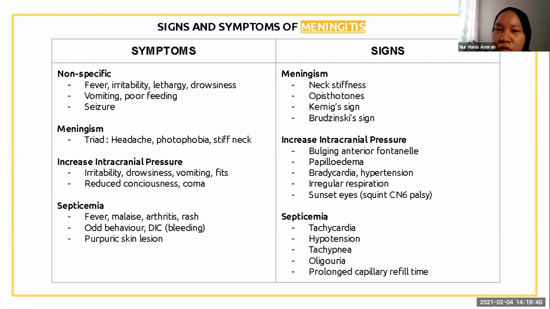And then for the signs, check for any sign of meningism, signs that can be detected during the physical examination. Neck stiffness and opisthotonos may be found in neonates from 0 to 2 months. Kernig and Brudzinski signs may be present in children more than 12 months. And then check for the signs of increased intracranial pressure. For the sunset eyes, it is believed that when there is increased intracranial pressure, the cranial nerve six is the one that is more prone to being stretched and compressed, thus causing the sunset eyes. And then check for any septicemia signs.